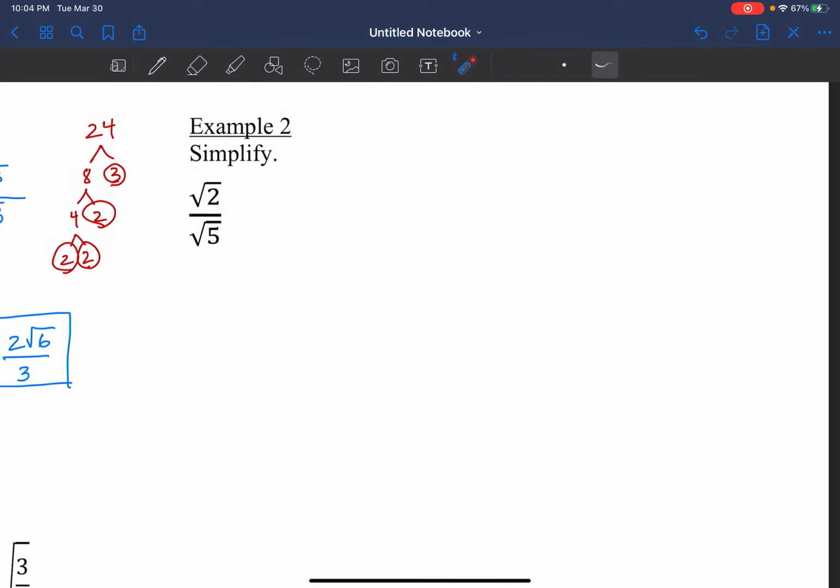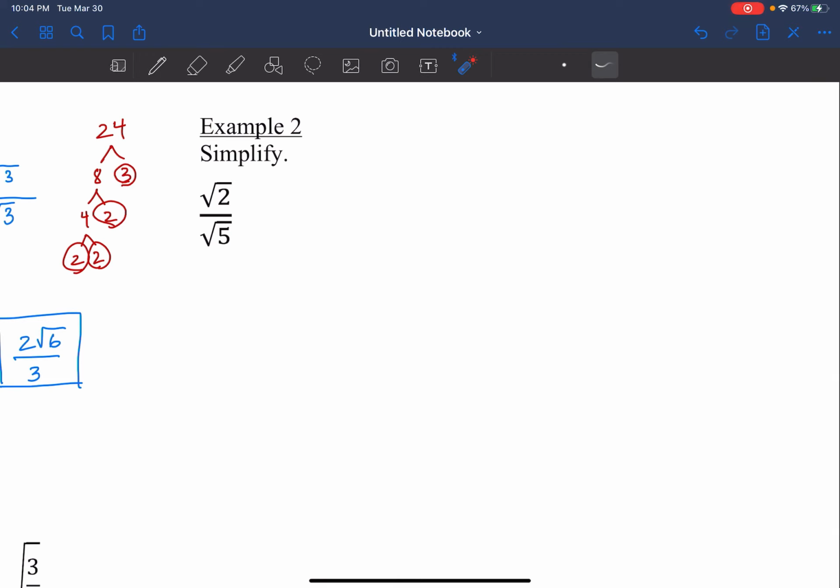All right, example 2. We are asked to simplify the square root of 2 over the square root of 5. This one's a little bit easier because we already have the square root in our denominator. So I'm going to know now what fraction I need to multiply. What's the denominator? The square root of 5. So that's my new fraction that I'm going to multiply. The square root of 5 over square root of 5. So that's going to become the square root of 2 times 5 over the square root of 5 squared.